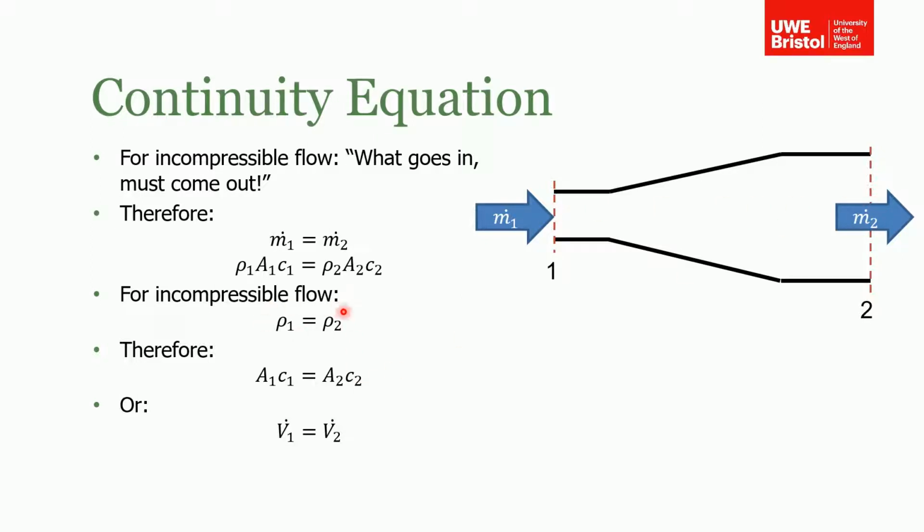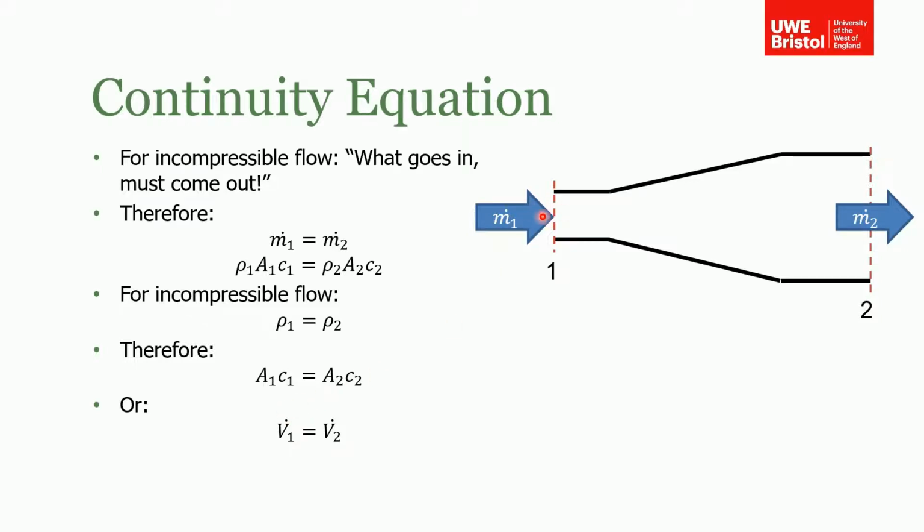So if the densities are the same, we can cancel them from this equation. And what we therefore have is that the densities cancel, so we've got the area times the velocity equal to each other. And remembering that the area times the velocity is the volumetric flow rate. So the mass flow rates are the same, and if it's incompressible, then the volumetric flow rates are the same. And just be very cautious here. It's not that the velocity is the same, it's the volumetric flow rate that stays the same.